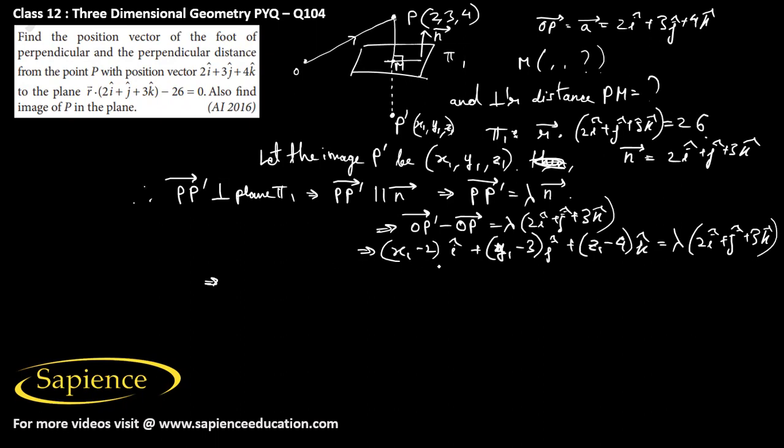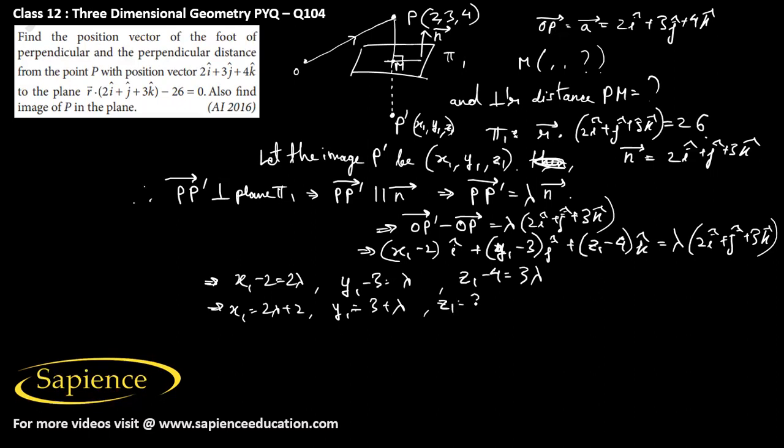So if we equate the components, then we will get x1 minus 2 equal to 2 lambda, y1 minus 3 equal to lambda, and z1 minus 4 equal to 3 lambda. Okay, so x1 we can take as 2 lambda plus 2, y1 as 3 plus lambda, and z1 as 3 lambda plus 4. So the point P dash can be written as 2 lambda plus 2, 3 plus lambda, 3 lambda plus 4.